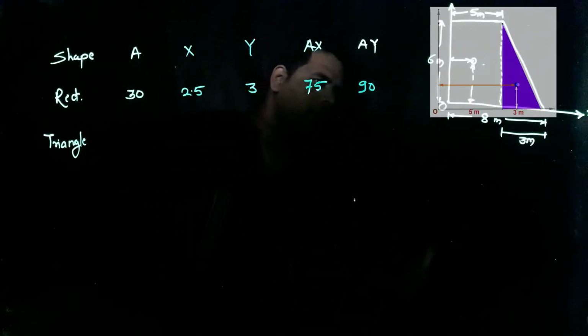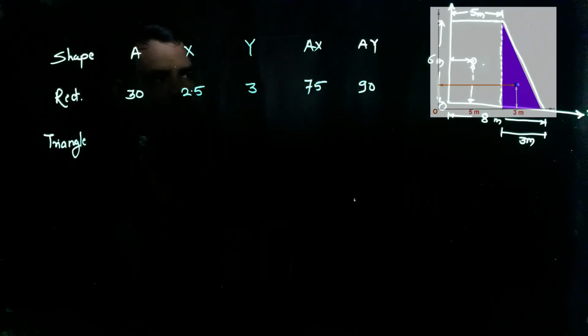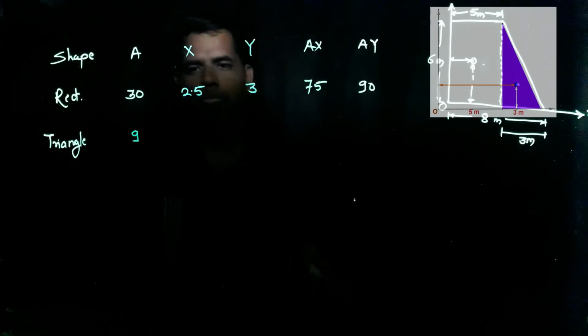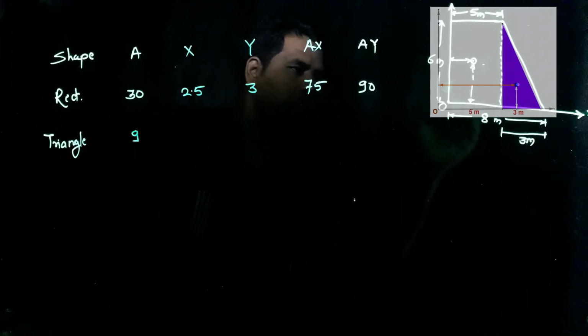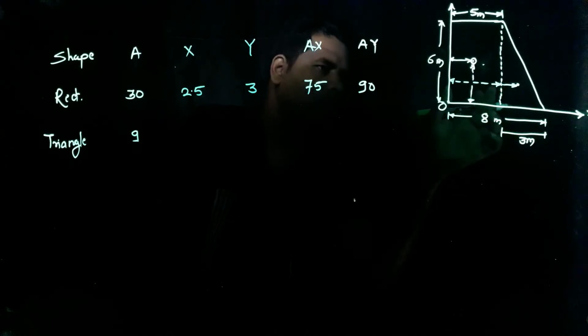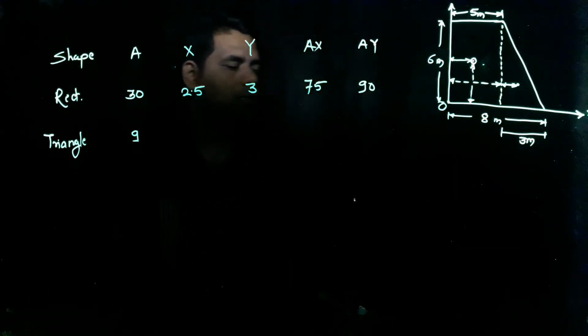Similarly for the triangle, the area is half of base into height. Half of base is 3, height is 6, so that is 3 into 3, that is 9. Half of 6 into 3. What was the x distance for the triangle? Here is the x coordinate for the triangle. Up to that point the distance is 5, and after that it is 1/3 of the base.